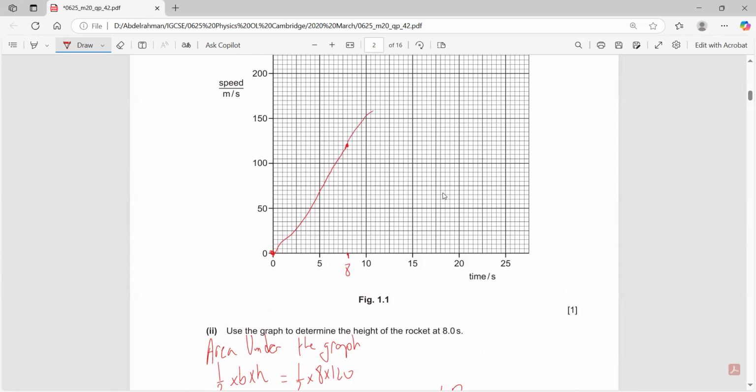Decreasing acceleration, it would be a curve. So something like this, right? And then from 20 to 25, it was moving with a constant speed, less than 200. Constant speed less than 200. Okay, increasing speed, decreasing acceleration, it would curve towards the x-axis.